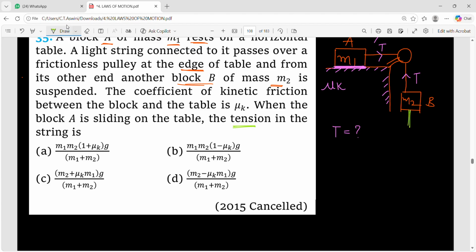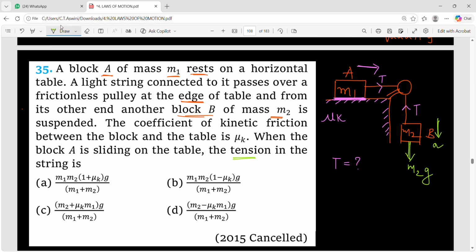See, this is hanging. That means its weight will be in the downward direction, M2G. That means the block B is accelerating downward with a. With the same acceleration, as they are connected, block A will slide with the same a meter per second square. Just recollect, we have done these kinds of problems before. We have seen motion of connected bodies. It's the same thing here, but additionally we have frictional force. Concept is same, but we also have to consider frictional force here.